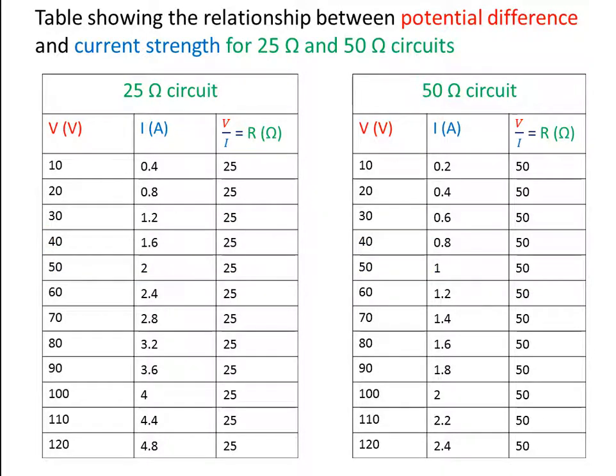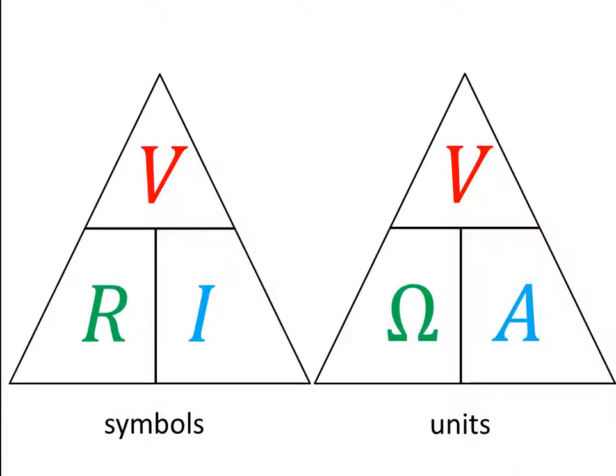And as a result of that, when you divide V by I, you get double the value in the 50 ohm circuit than what you got in the 25 ohm circuit. V divided by I is 50 for the 50 ohm circuit. V divided by I is 25 for the 25 ohm circuit. So again, we've confirmed this relationship. Resistance is equal to voltage divided by current strength. Ohms is equal to volts divided by amperes.